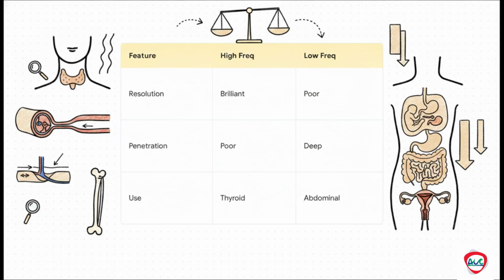It's fantastic for superficial stuff like thyroid, vascular work, or MSK. But if you need to see deep into the abdomen, you have to switch to a low-frequency probe. You give up that crisp, fine detail, but you gain the deep penetration you absolutely need for abdominal or OB/GYN exams. You simply cannot have both at once.